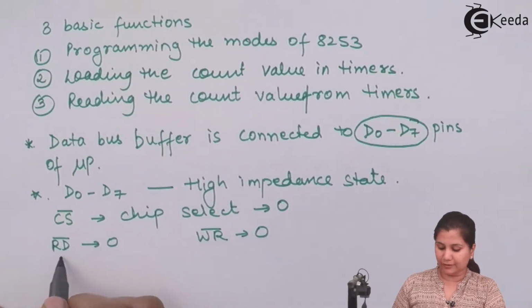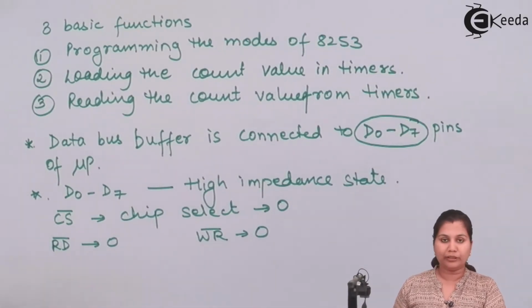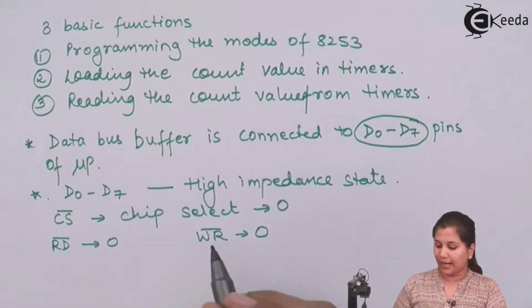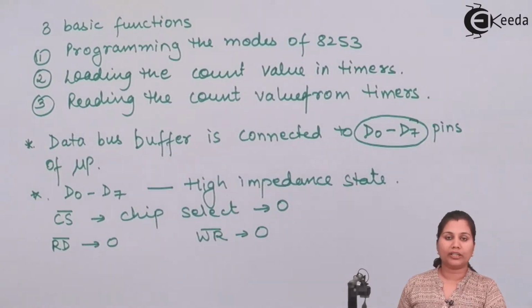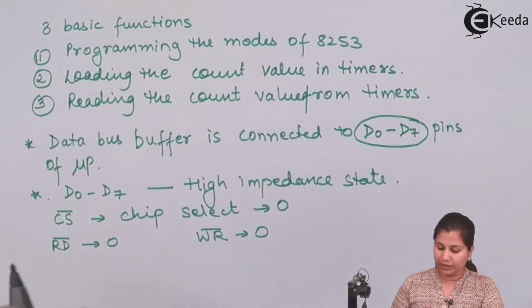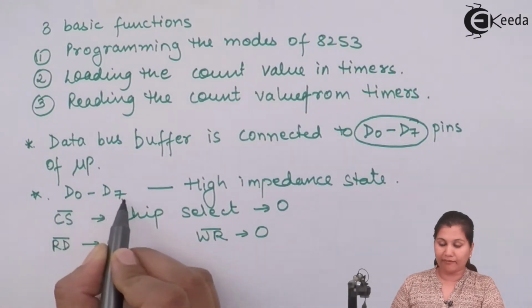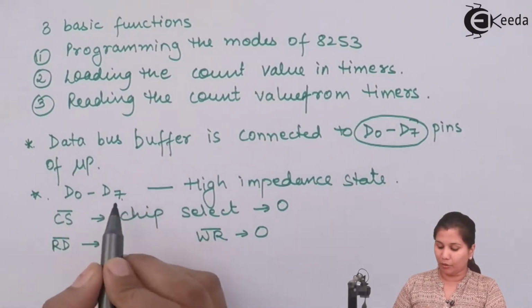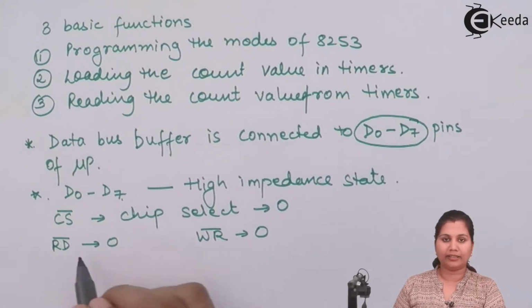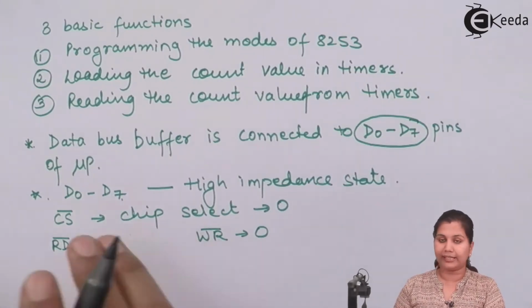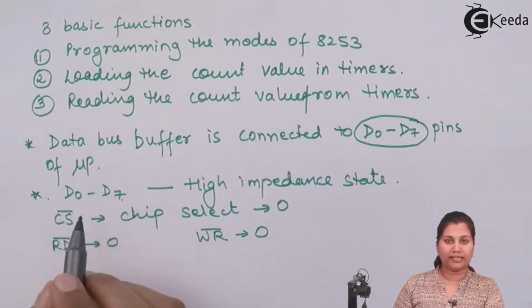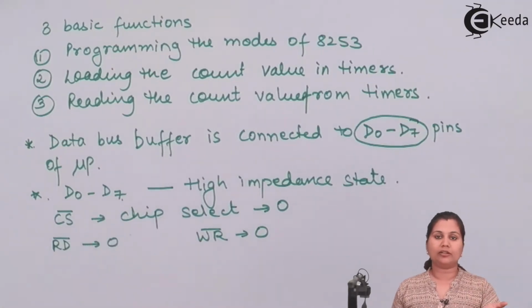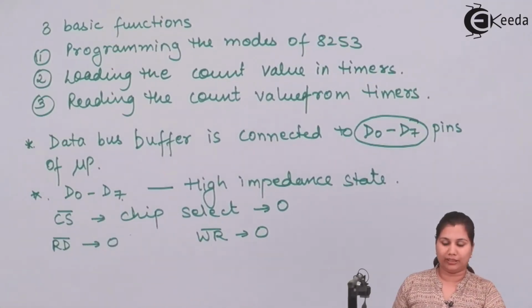Then if read is 0, then the count value will be read by the microprocessor, and if the write signal is activated, then the count is loaded into the timers. So we can say that the D0 to D7 pins are used according to the chip select signal and read and write signals, and then the data bus buffer will work. Okay, so data is transmitted through these pins D0 to D7 from the microprocessor to the timer 8253.